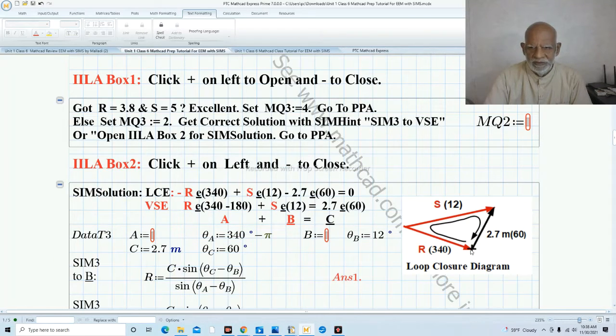We can start anywhere. So let us start here, and we are going against this vector, therefore minus. You can choose arrows conveniently and then follow the loop closure formula. Then we are going here along it, therefore positive, and again negative. So this is the loop closure equation, LCE, from LCD. Okay. Now we go to vector simultaneous equation.